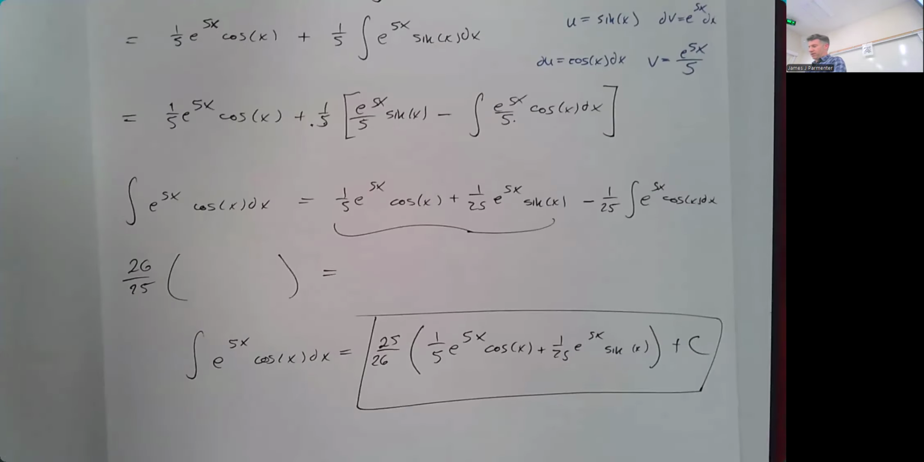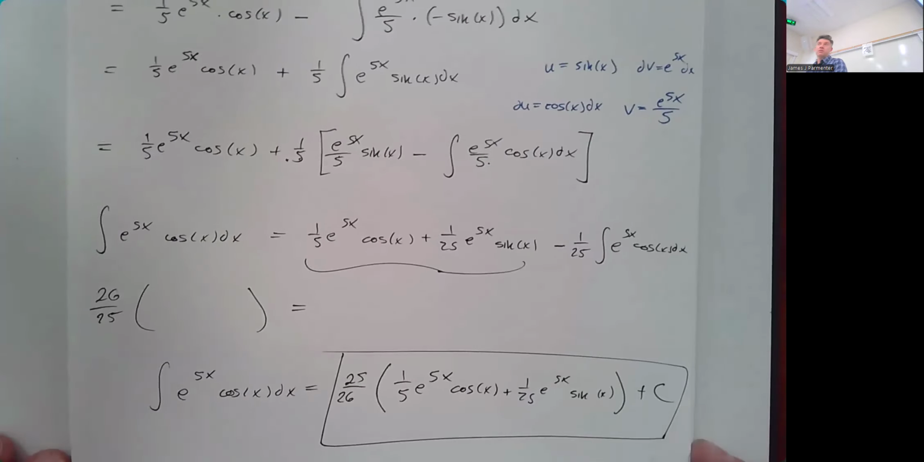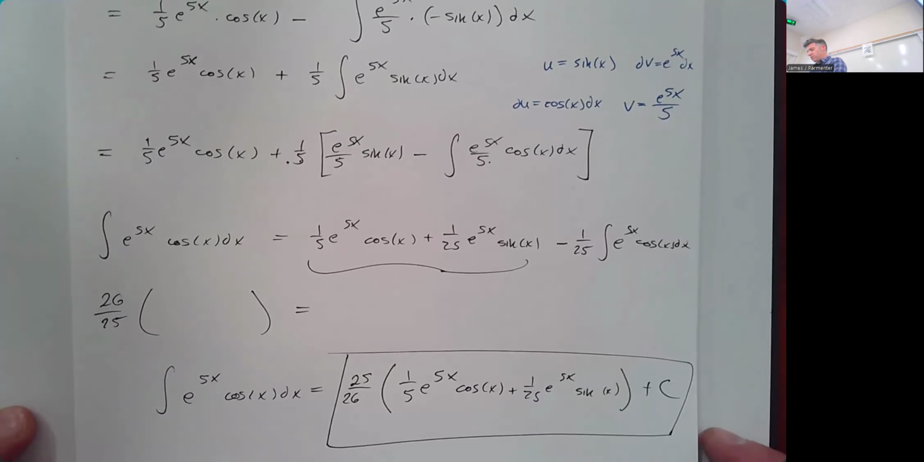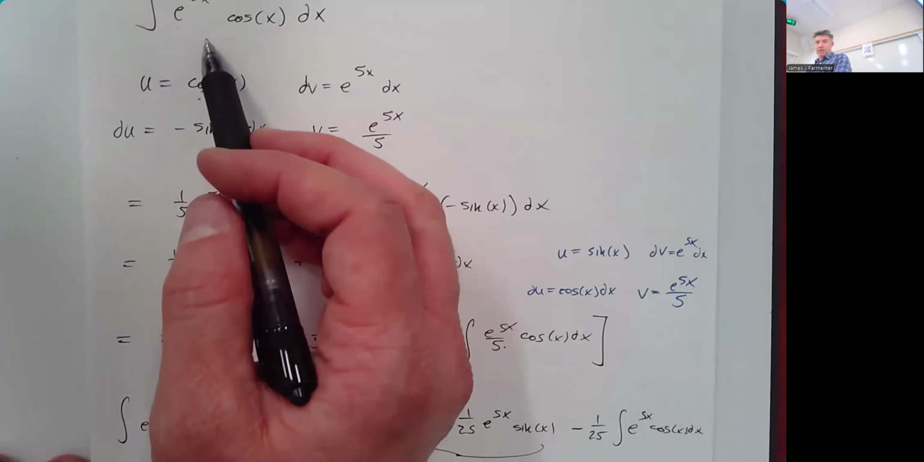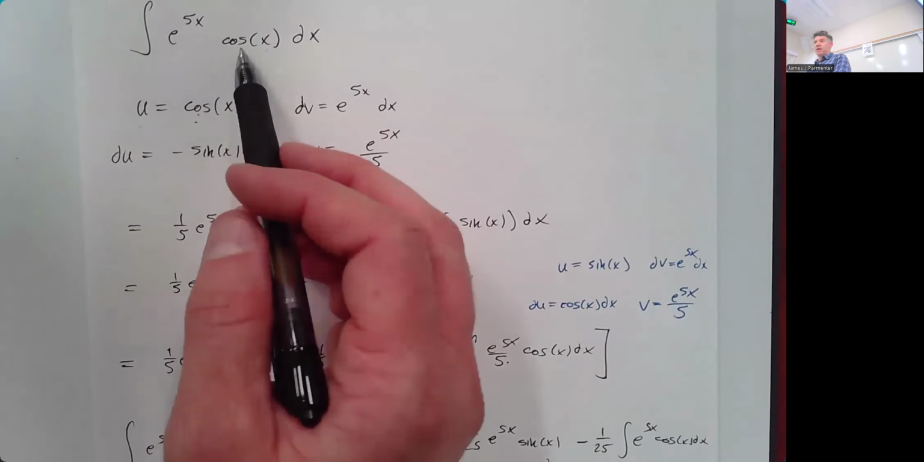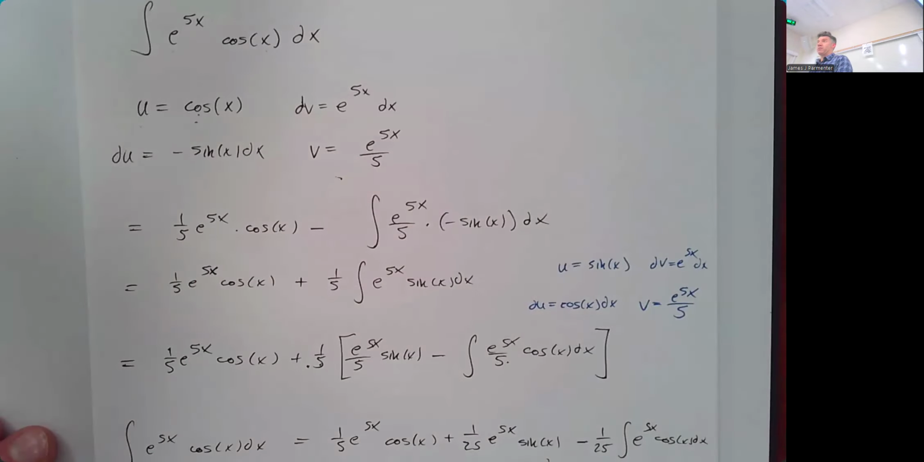So for this kind of problem, though, there's a lot of steps. So just take it slow, be careful. Know what to expect, right? You know that if you see an e to the something times x times cosine, or e to the something times x times sine, it's this process.